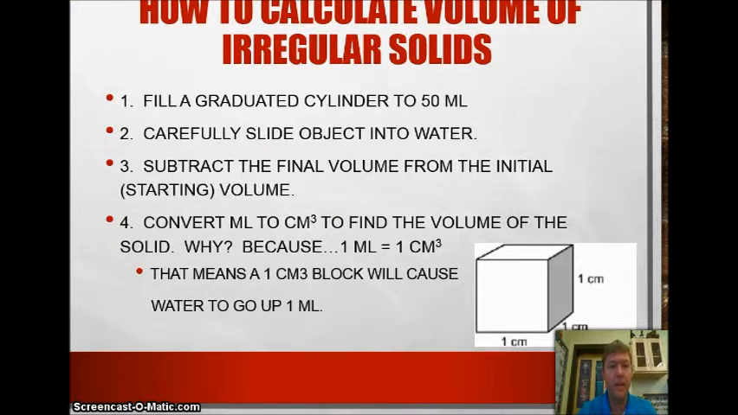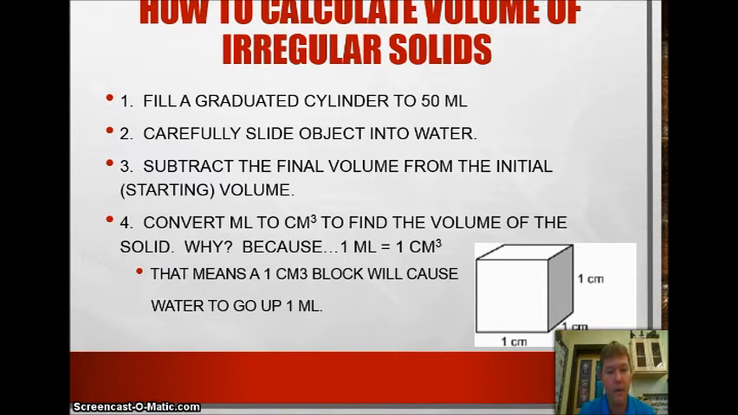Okay, now how to calculate the volume of irregular solids? Pretty simple. Fill a graduated cylinder to 50 milliliters. Carefully slide the object into the water. Subtract the final volume from the initial starting volume, like we just did. Convert milliliters to centimeters cubed to find the volume of the solid.